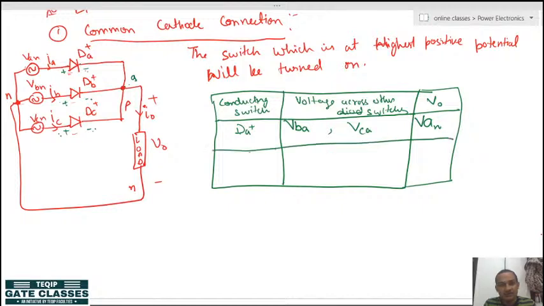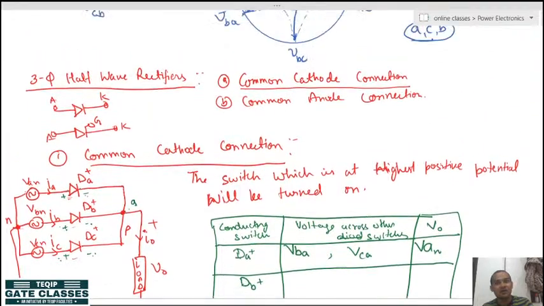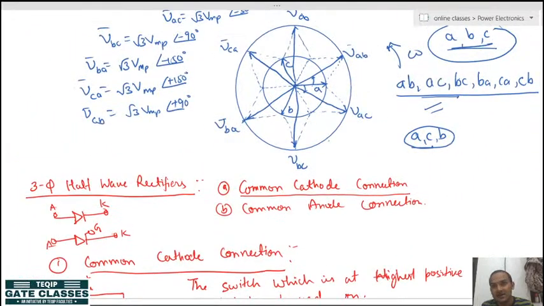Then we have diode DB positive, meaning diode B is conducting. Now someone may ask how you decided that diode DB positive will turn on. For that purpose we will move to the phasor diagram. The phase sequence represents in what sequence the positive voltages will come.